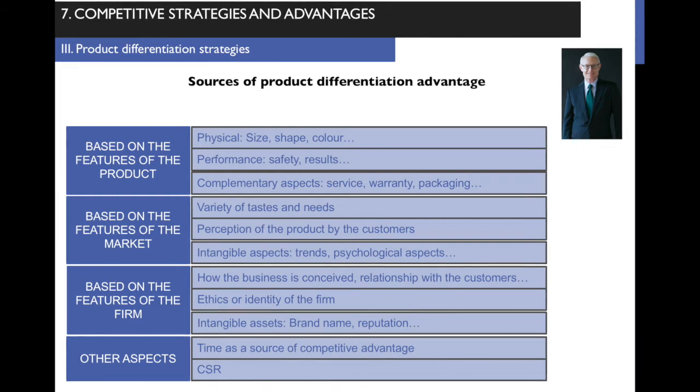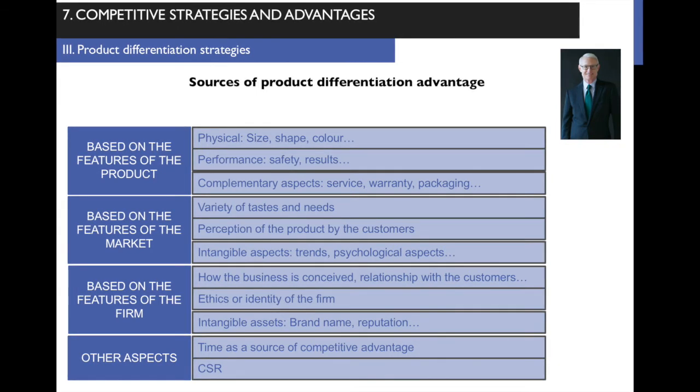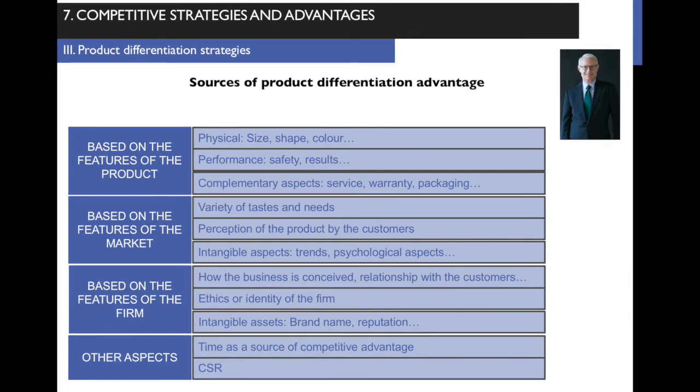Finally, there could be some other aspects, such as time. Time can be a source of competitive advantage. Amazon Premium service delivers whatever you buy, your food and so on, in 2 hours. It's taken to your home in 2 hours. Well, this is using time, in this case time of delivery, as a competitive variable.